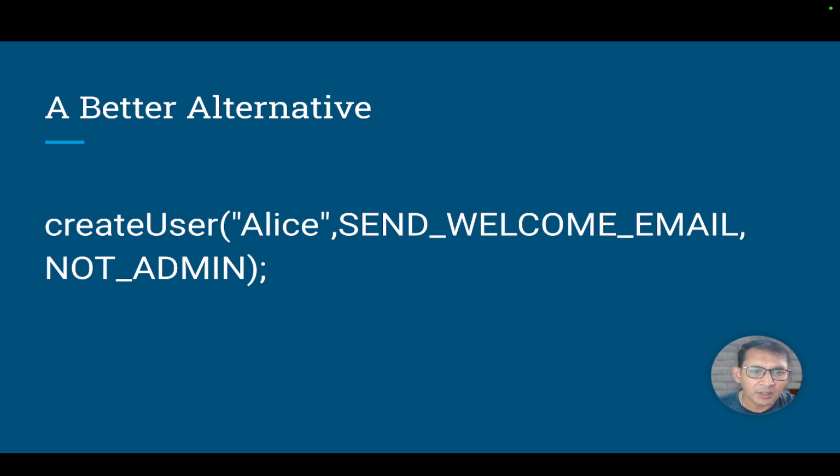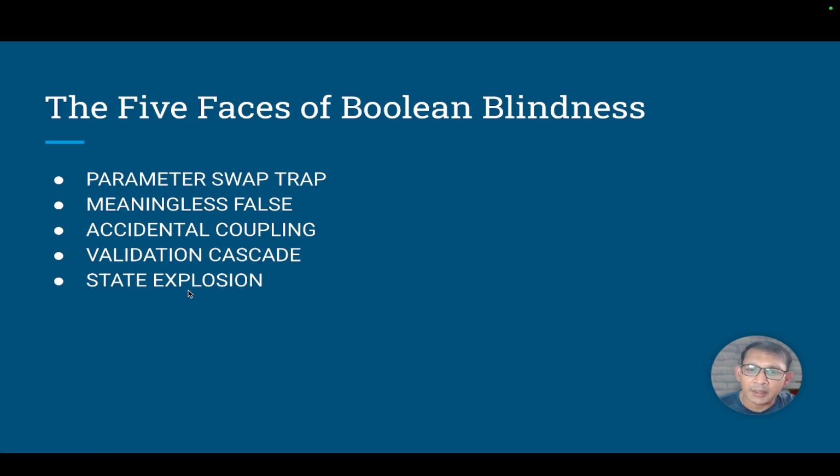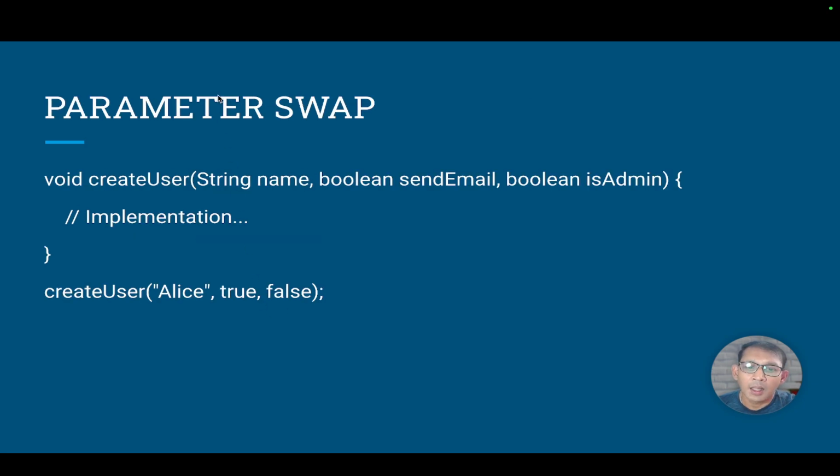Now that we understand the basic concept, let's explore the 5 most common ways Boolean blindness manifests in real code. The first and most dangerous pattern is the parameter swap pattern. This creates bugs that perfectly compile but behave completely wrong. Now, here's a typical example. When somebody calls this function by passing true for the first parameter and false for the second one, they intend an email to be sent, but not to make Alice the admin.